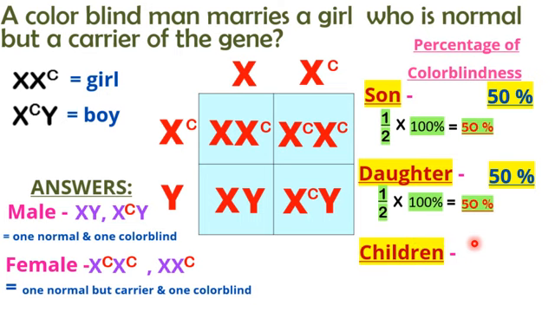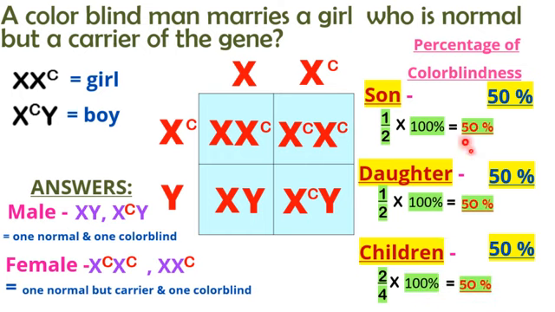And the last one is the children. Children are composed of son and daughter. In short, children refers to all offspring, which is 50% again. Why? Because out of four offspring, we got two offspring who are affected by color blindness. So 2 divided by the total number of children, which is 4, times 100 is equal to 50%.